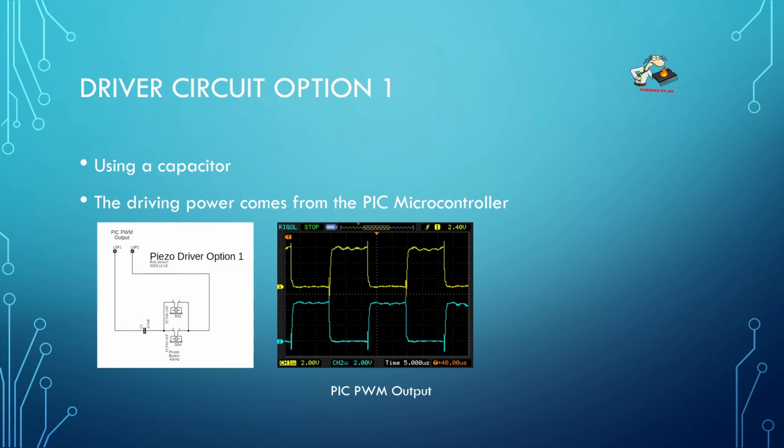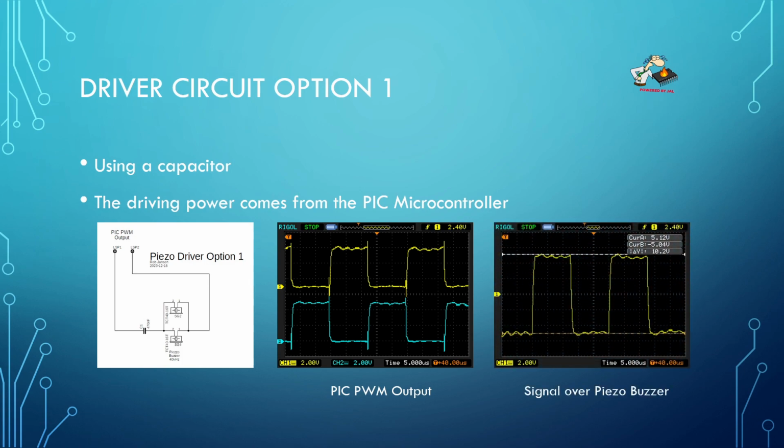And here you see the half-bridge mode, so one signal goes up, the other signal goes down. And this is then the signal on the piezo buzzers themselves. And as you can see, the peak voltage is now 10 volts instead of 5.